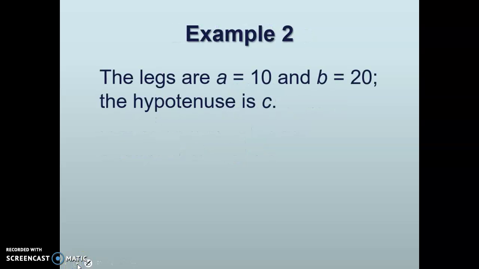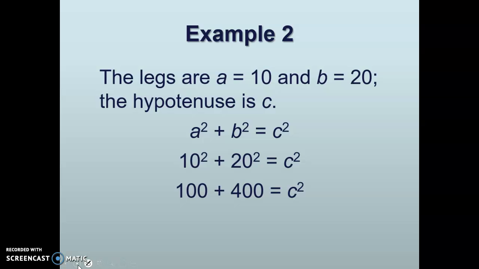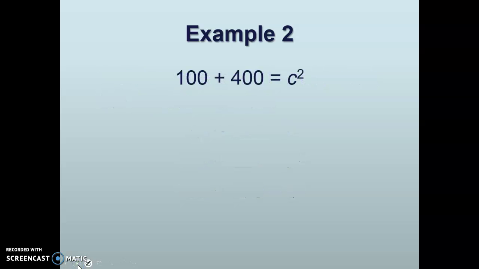Let's solve another triangle here. The legs are a equals 10 and b equals 20. The hypotenuse is unknown, represented with c. First things first, let's write the Pythagorean theorem. A squared plus b squared equals c squared. We're then going to plug in what we know. So our a is 10, our b is 20, and our c remains unknown. We know that 10 squared is 100 and 20 squared is 400. C squared is still unknown. We add our like terms, 100 plus 400, and we get c squared equals 500.